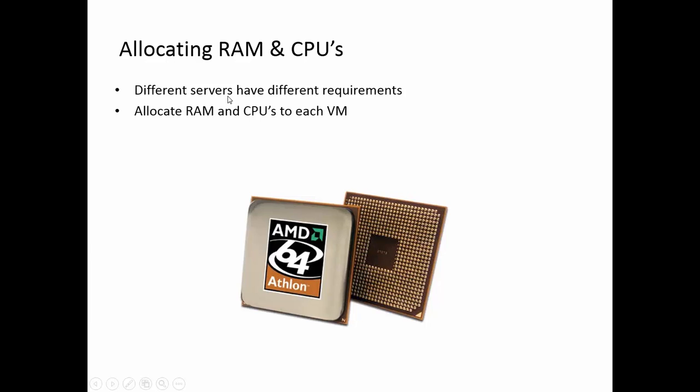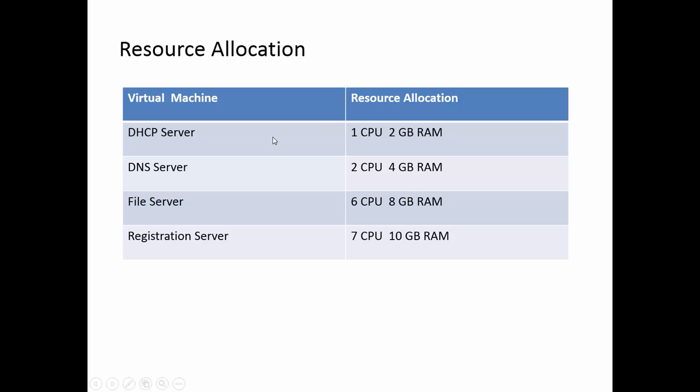Since different servers or different virtual machines have different requirements, we allocate a different amount of RAM and a different number of CPUs to each virtual machine. So on this ESXi host, we have 4 operating systems installed, and each one is called a virtual machine. The DHCP server is assigned 1 CPU and 2 gig of RAM because that's all it needs. The DNS server is assigned 2 CPUs and 4 gig of RAM because that's all it needs.